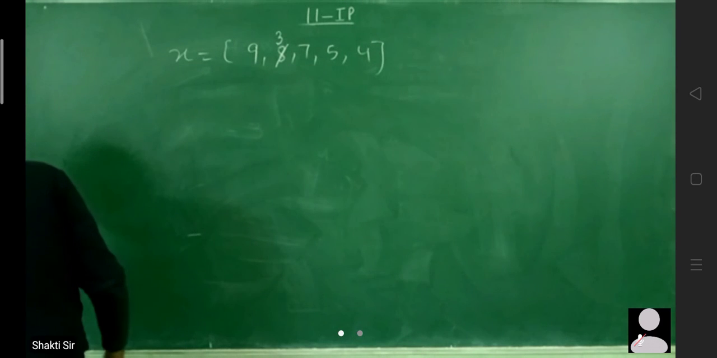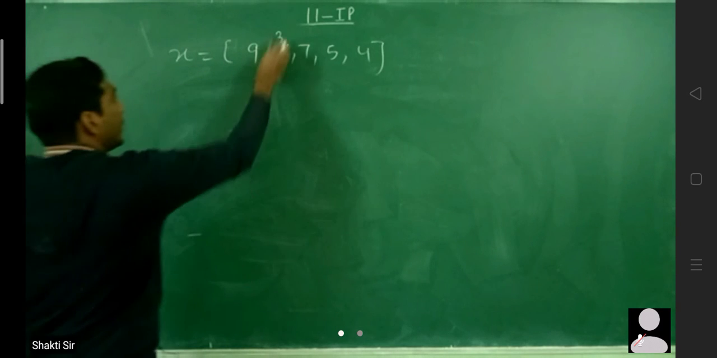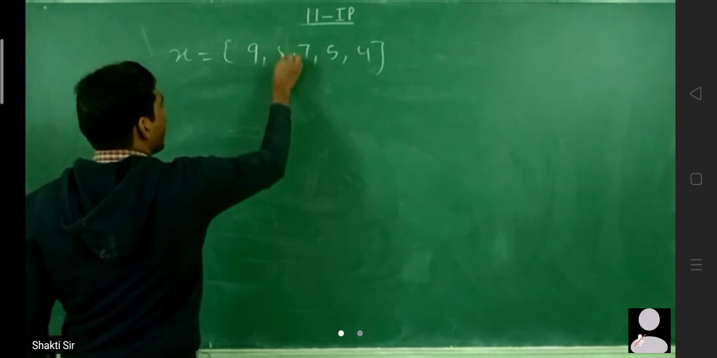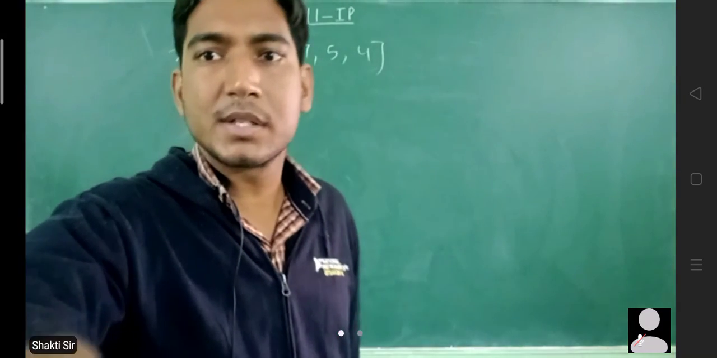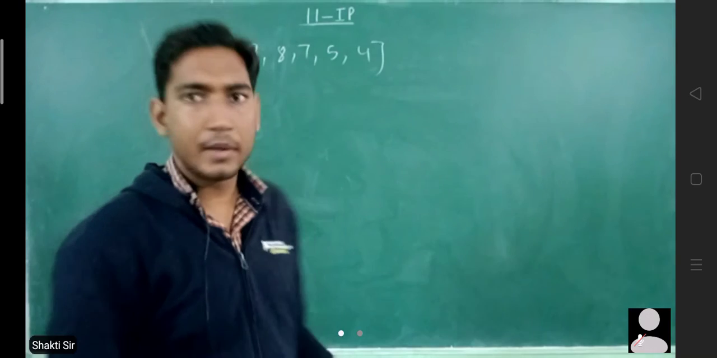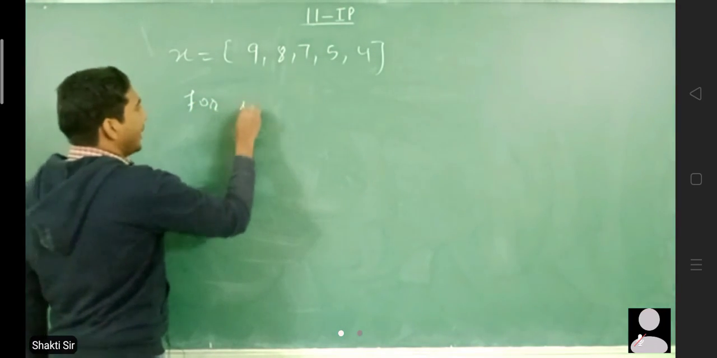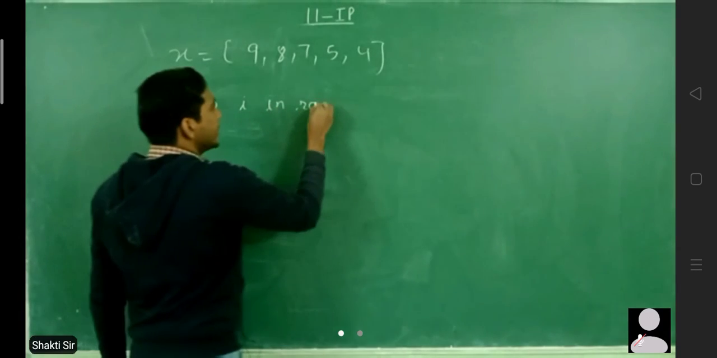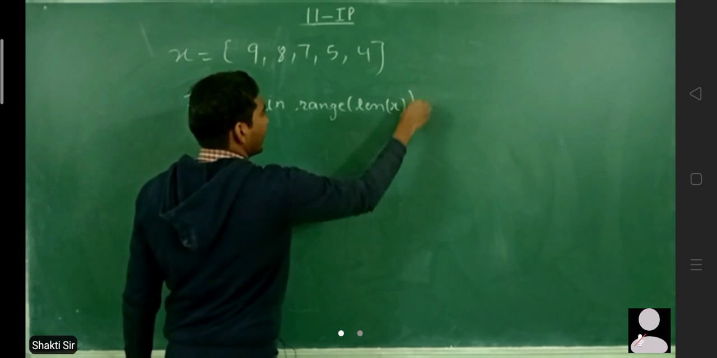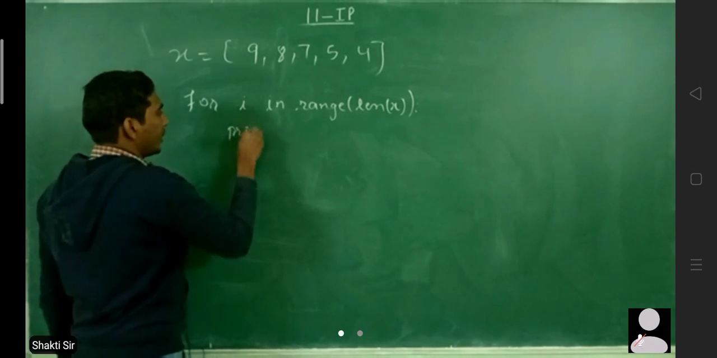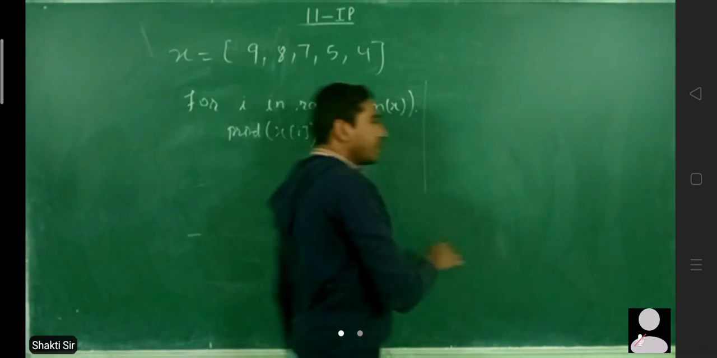Now suppose I want to print this list using its indexes, then how can I do that? You can use the for loop and range function like this. for i in range, and then inside range you can use a len function, and then you can write x, and then here you can use print(x[i]). Okay, so this is another way to print a list.